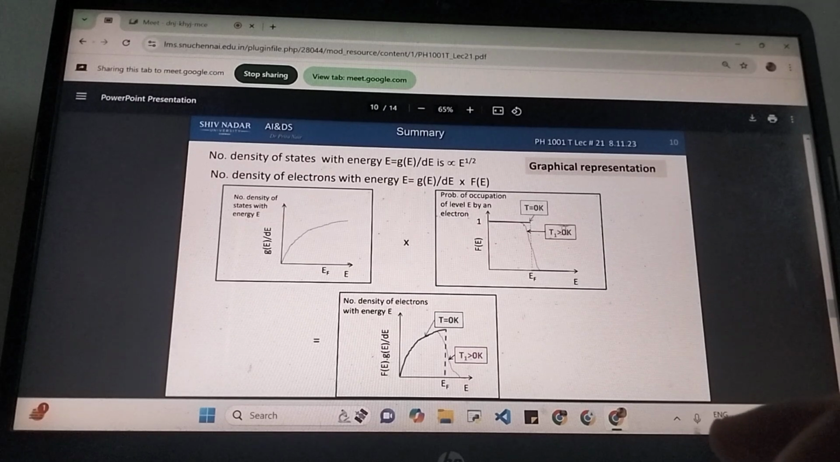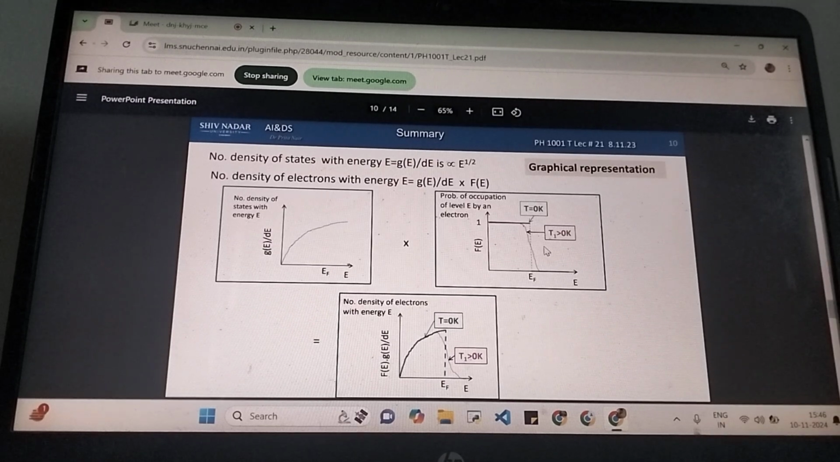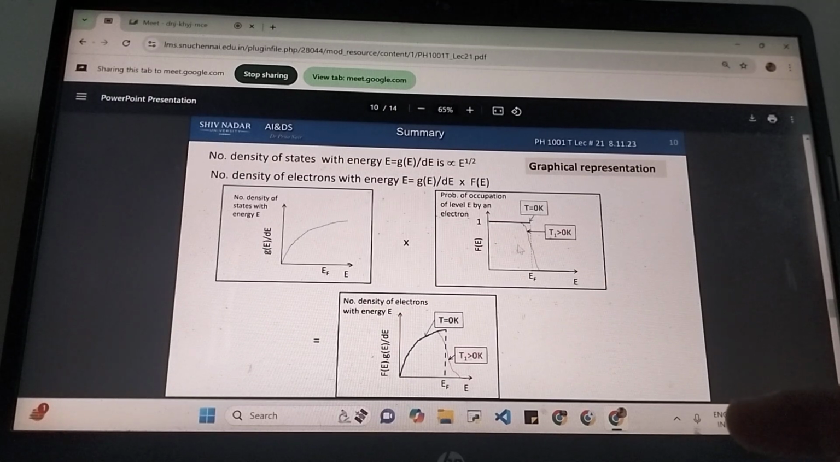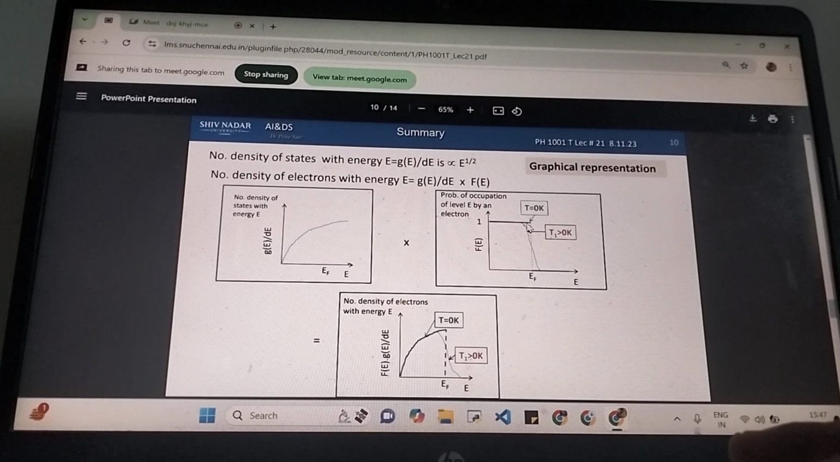And for any other temperature greater than 0 Kelvin, the definition we learnt was that the Fermi level is that level where probability of occupation is 0.5. So you can see this is roughly 0.5, and the Fermi level has occupation 0.5. As the temperature rises, this part becomes a little less than 1 and this part becomes a little more than 0. It was initially 0 at 0 Kelvin, so now a small non-zero part comes into play. This is for your f of E.